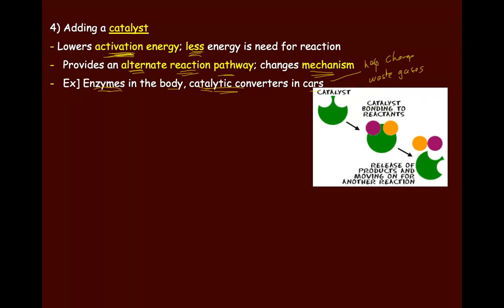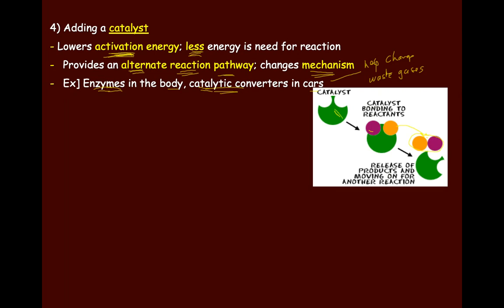If you take a look at a catalyst, let's say you had these purple and orange molecules to react, and you wanted to have them collide. What a catalyst would do is go and bond to these molecules and then help them collide or help them produce a new molecule. So here's your new molecule. And what did the catalyst really do?